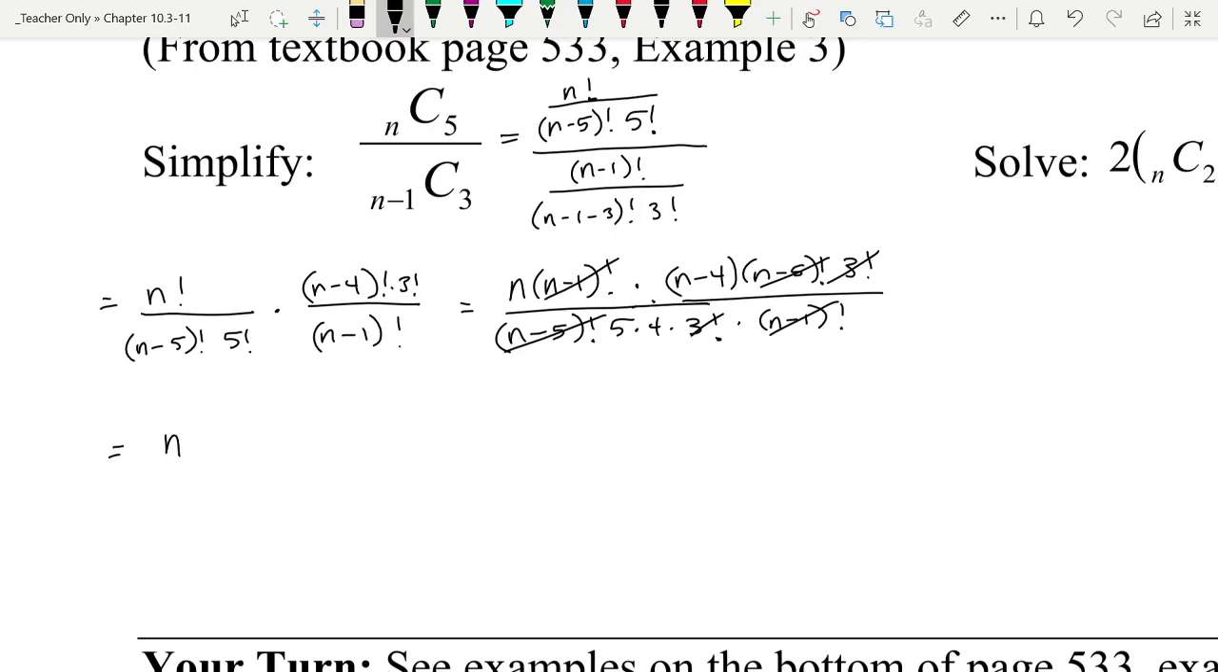n times n minus 4 over 5 times 4 over 20. And there we go, simplified. If you prefer, you could say n squared minus 4n over 20. Right? So there we go.